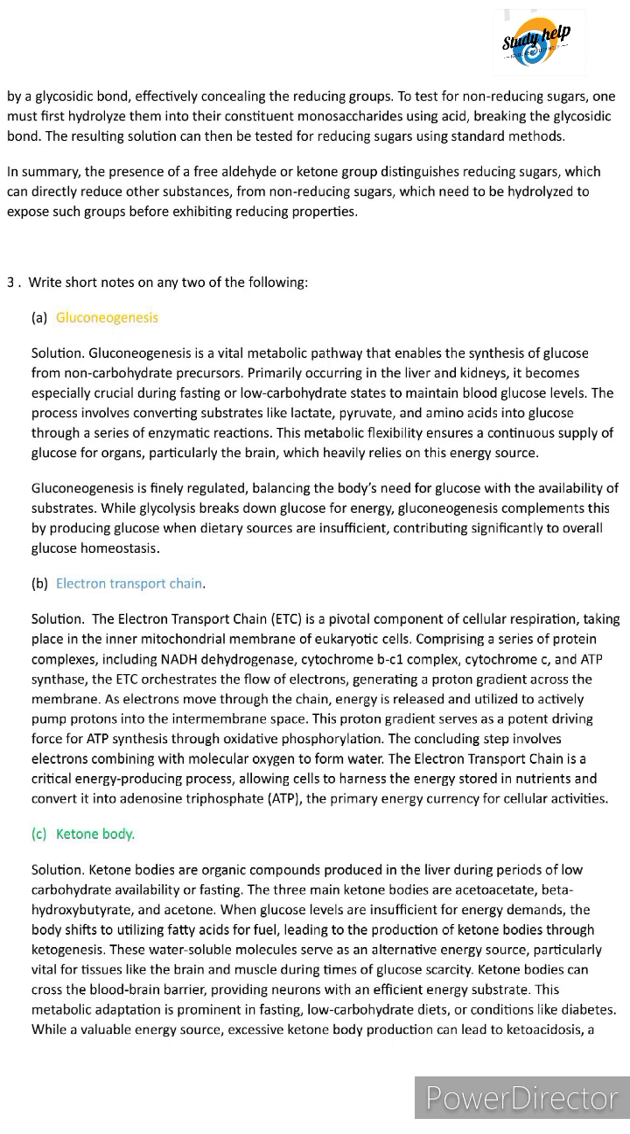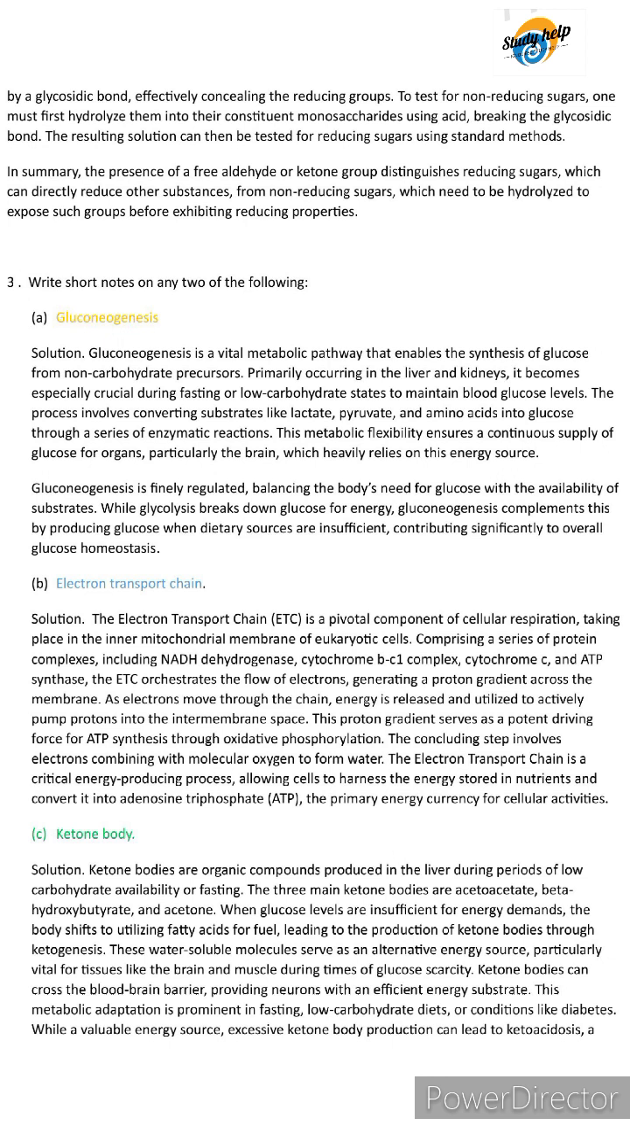This metabolic flexibility ensures a continuous supply of glucose for organs, particularly the brain, which heavily relies on this energy source. Gluconeogenesis is finely regulated, balancing the body's need for glucose with the availability of substrates. While glycolysis breaks down glucose for energy, gluconeogenesis complements this by producing glucose when dietary sources are insufficient, contributing significantly to overall glucose homeostasis.